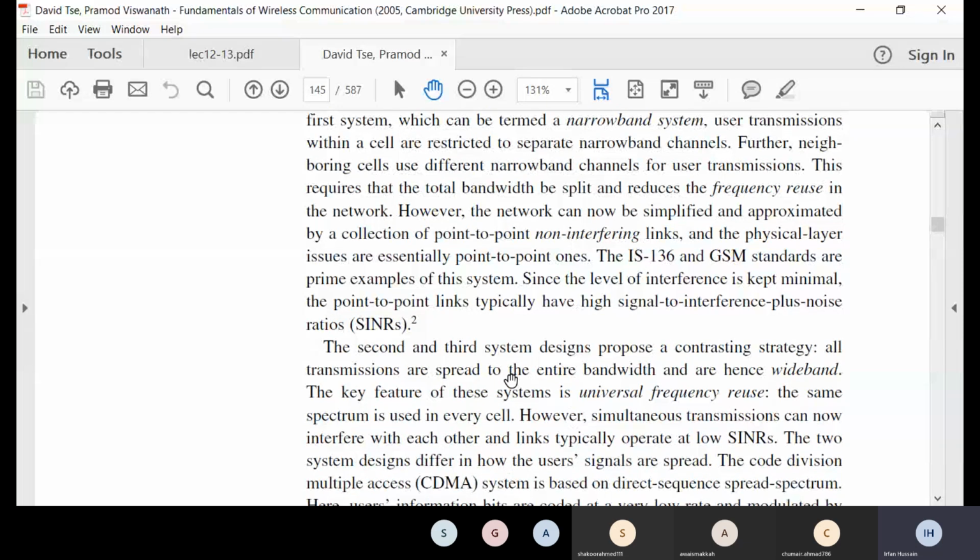But in second and third G systems, CDMA and OFDM systems, they are wideband. They are not narrowband, because in CDMA the whole signal is spread in time. In OFDMA you have so many carriers, which will carry your signal throughout the whole spectrum. So the key feature of these two systems is universal frequency use. You are utilizing all the frequency rather than a set of narrowband frequencies as in 2G.